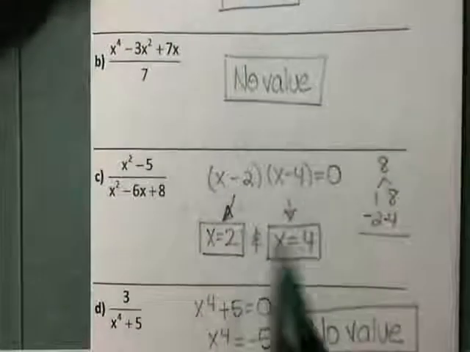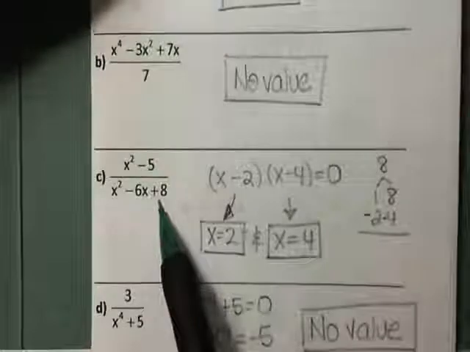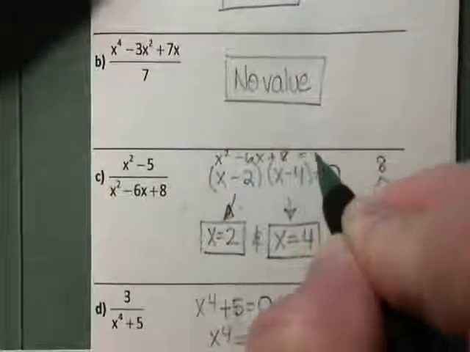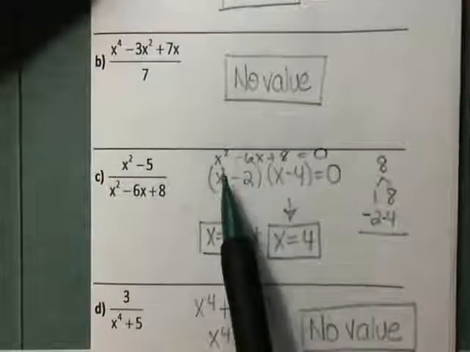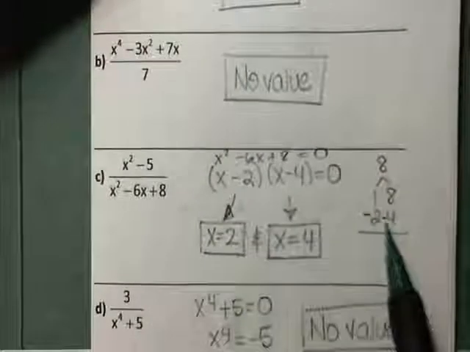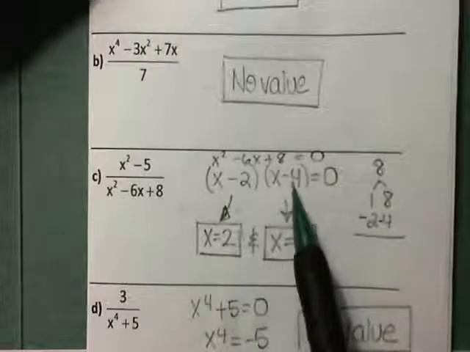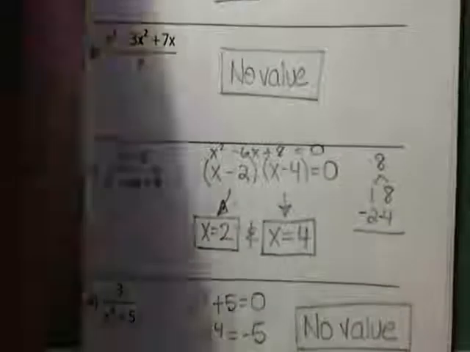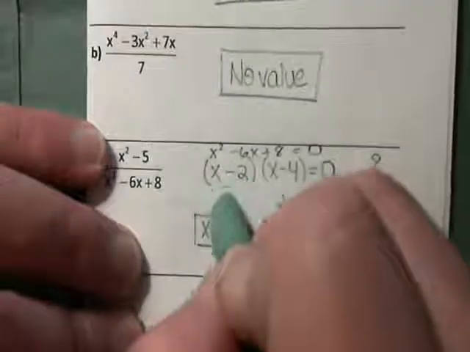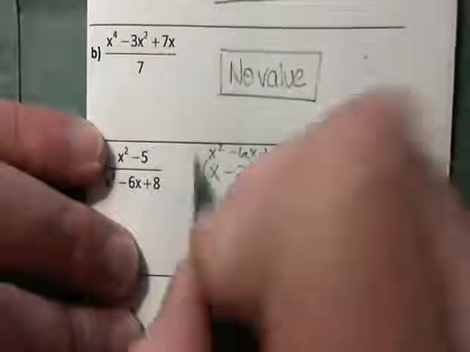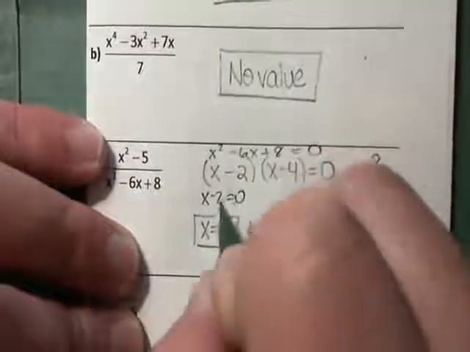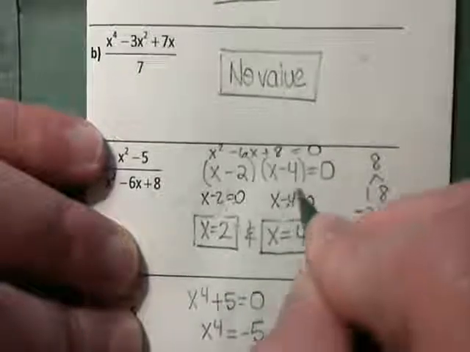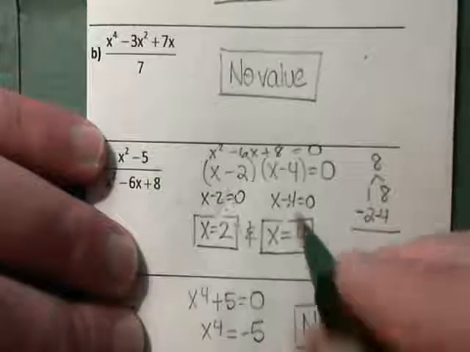The next one, I have x squared minus 6x plus 8. So basically I wrote x squared minus 6x plus 8 equals 0, and I tried to factor this, and I was able to factor by writing x minus 2, x minus 4. Let me show a little bit more here. Basically I did x minus 2 equals 0, and I moved the 2 to the other side. And here I did x minus 4 equals 0, and I moved the 4 to the other side, so x equals 4.